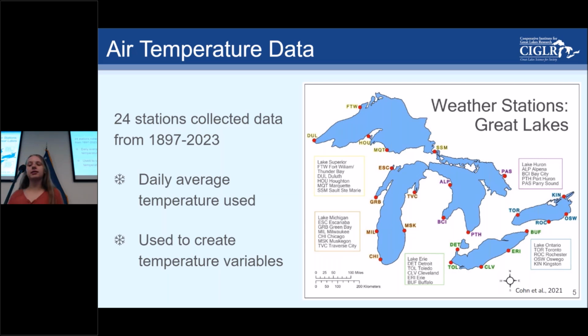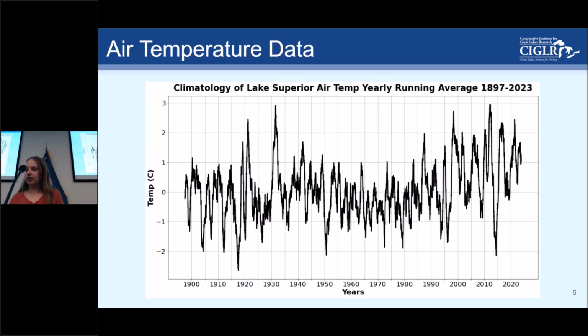These 24 stations around the Great Lakes have been collecting this data from 1897 to 2023. We used the daily average temperatures to find 3 temperature variables, which I will explain later in the slides. Visually representing this data is, for Lake Superior, the yearly average of the daily average temperatures. From 1897 to 2023, we can see a pattern of initially decreasing, increasing, and then so on until we get to here where it is mainly increasing temperatures around the lake.